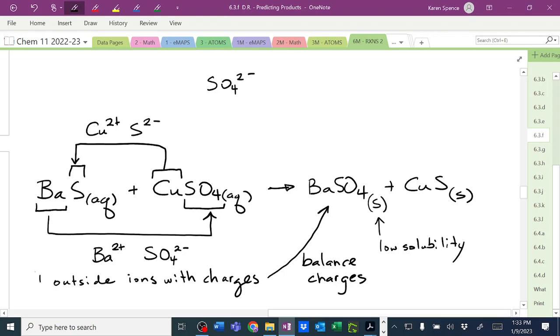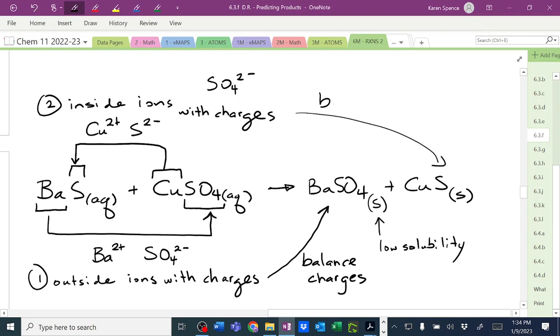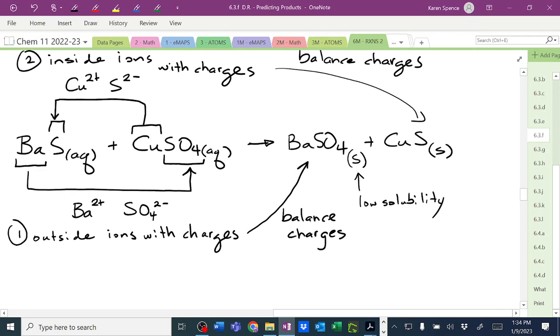So you do 1, the outside ions with the charges. 2, you do the inside ions with the charges. Make sure the charges always balance. And then you check your blue sheet for the states of the products. And you balance the reaction. So number 3, you can balance the reaction. And 4, you can check your blue sheet for the state of the products.